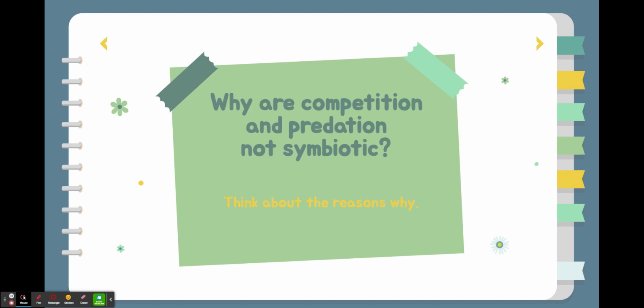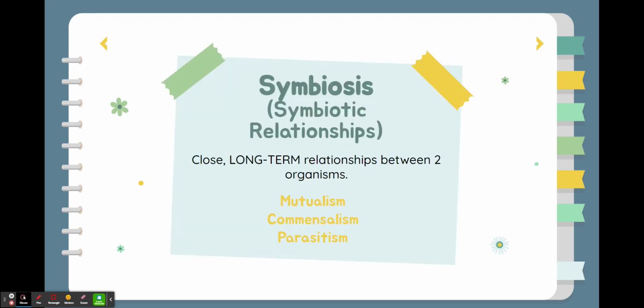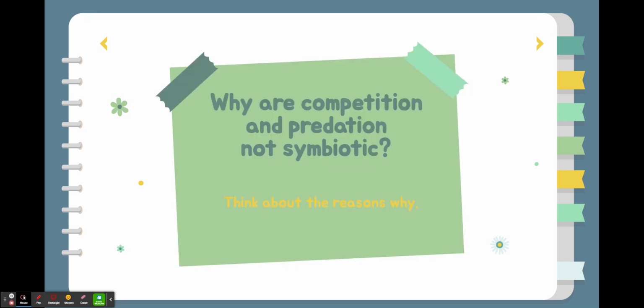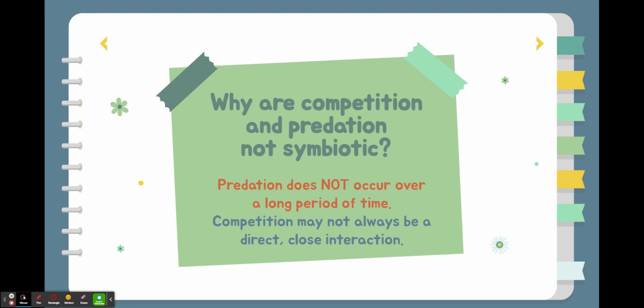All right. So you might be asking, why are competition and predation not symbiotic? I do want you to think about it for just a moment. The reason we're going to say that predation and competition are not symbiotic is because, remember, our definition for symbiosis is a close long-term relationship between two organisms. Predation does not occur over a long period of time. It's a very instant predator-prey relationship where one organism hunts and kills the other for food.